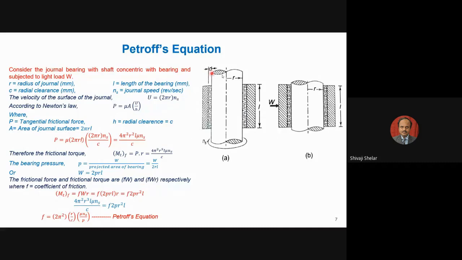We are assuming the shaft is exactly at the center line, so this clearance and this clearance are the same, and this C is nothing but your radial clearance. There is a diametral clearance concept also, so we will use either radial clearance or diametral clearance as and when required. Assume that this C is a radial clearance here. And this shaft is rotating at a journal speed of revolutions per second, ns.